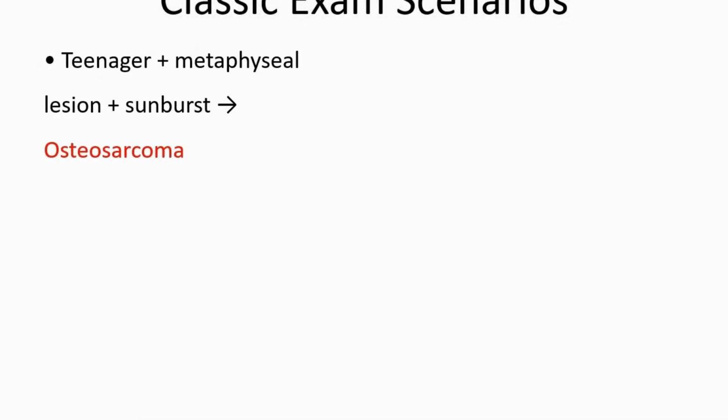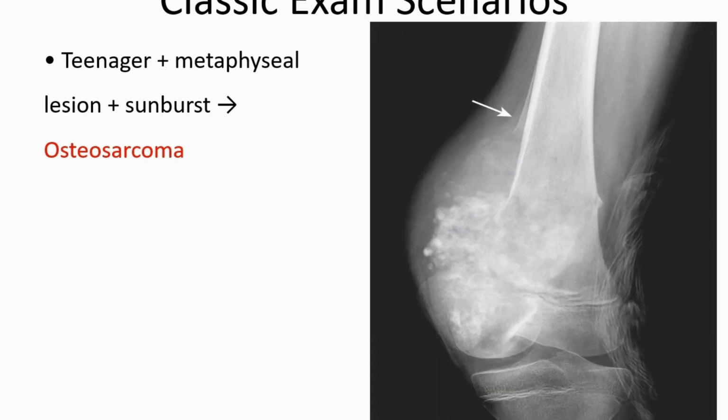Now for the exam scenarios: a teenager with a metaphyseal lesion and sunburst type of periosteal reaction. So this is osteosarcoma. As we can see in this image, this is the sunburst type of periosteal reaction with Codman triangle. This signifies that this is a very aggressive type of bone tumor, and the location is the metaepiphyseal region. So this is osteosarcoma.